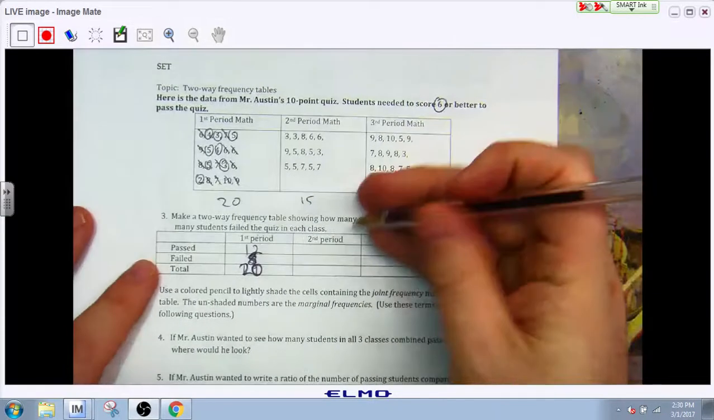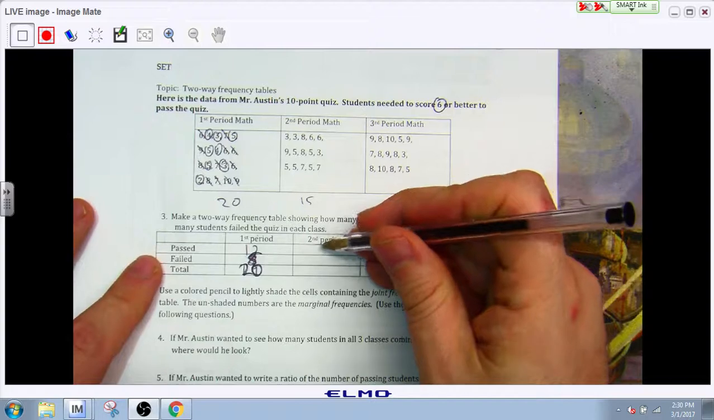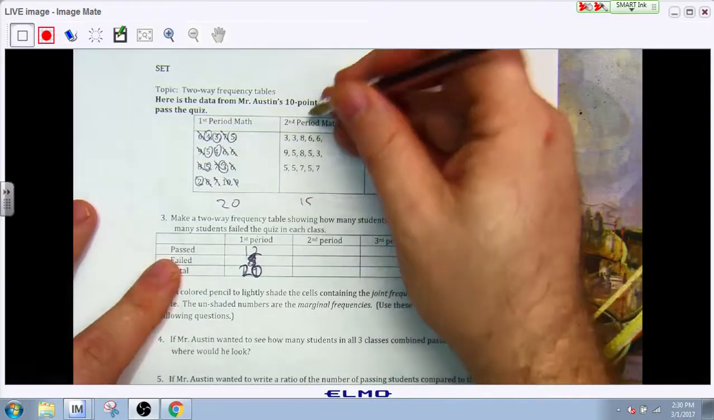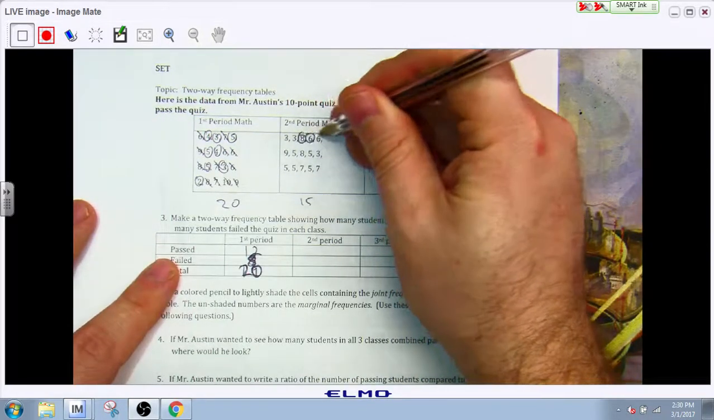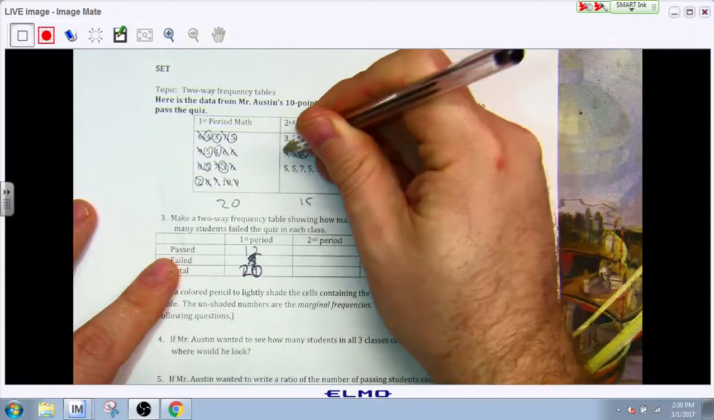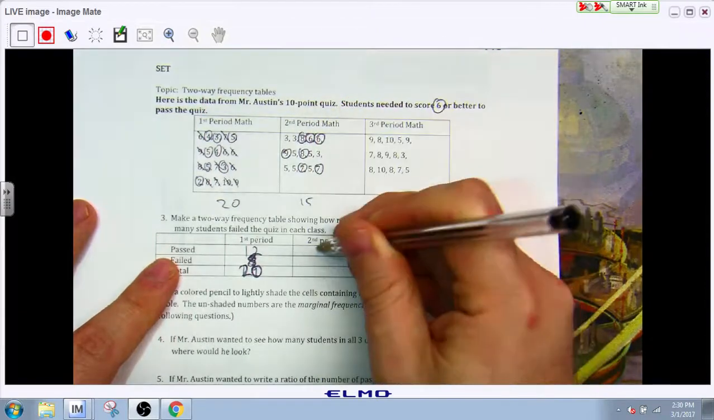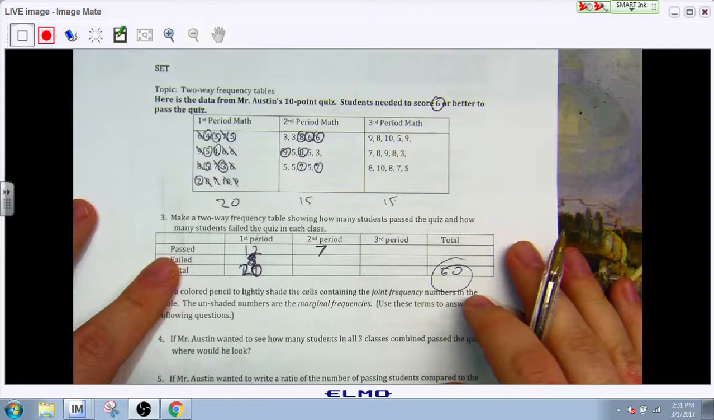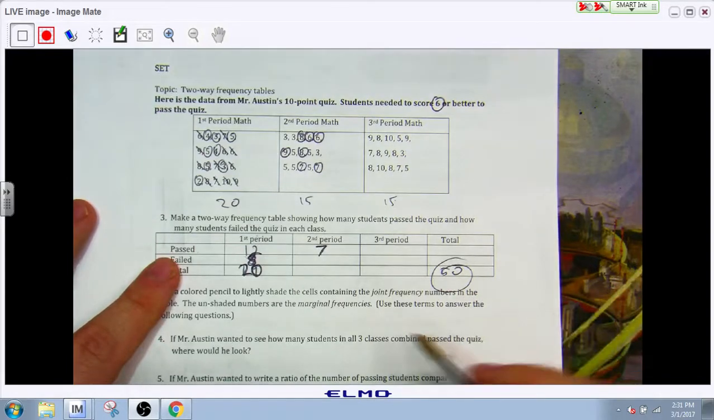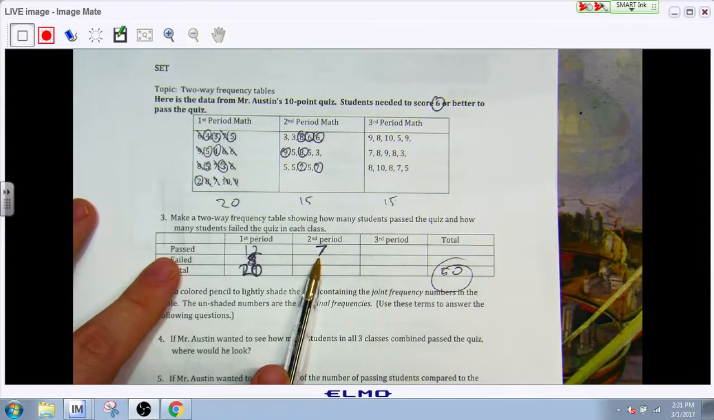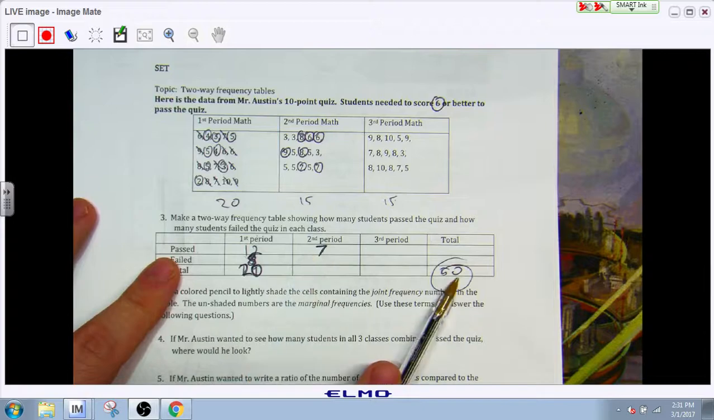So let's fill in some more data. So let's look at this. 2nd period, how many passed? 1, 2, 3, 4, 5, 6, 7 people passed. So what is the relative frequency? Well, what percent is 7 of 50? Right? I know, so that's what this was asking.